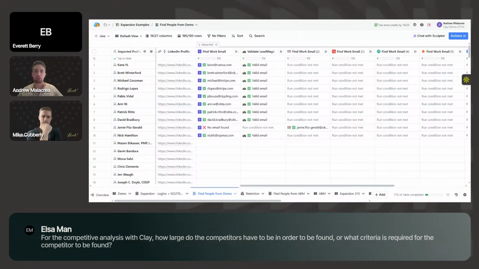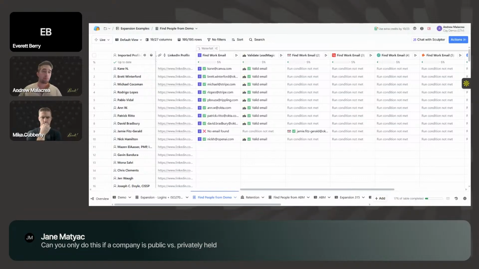So for Jane's question, can you do this if a company is public versus privately held? We have data providers that are specifically for private company information, funding, news, etc. Now, am I going to tell you that the same level of information is available for private companies as public companies? Frankly, no. Public companies do SEC filings, public reports, earnings calls, etc. So there will be more information, but there's still information out there with private companies beyond just the data providers we have that's publicly available on the internet.